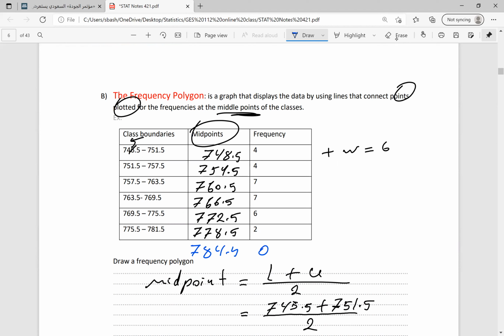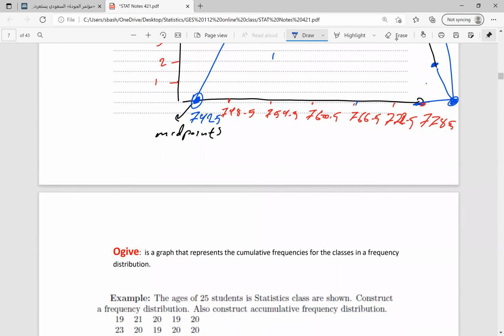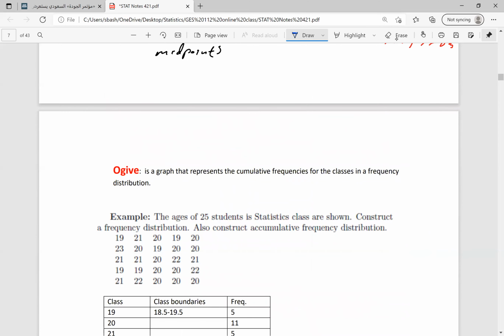784.5 and give it 0. And one up, that will be 742.5, and also give it 0 frequency. These are just to close the polygon frequency. Now, for the Ogive.